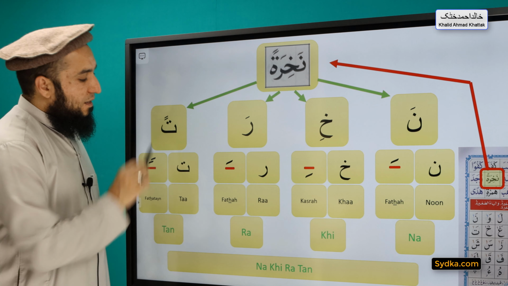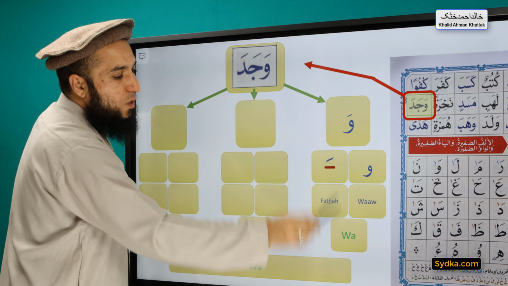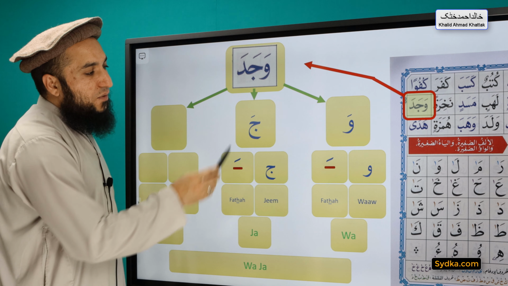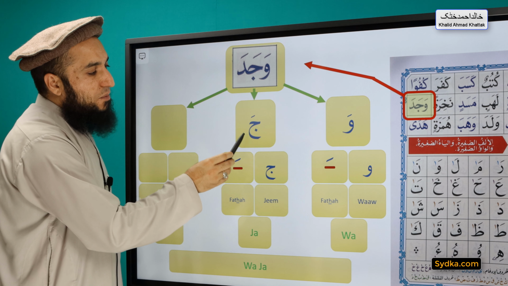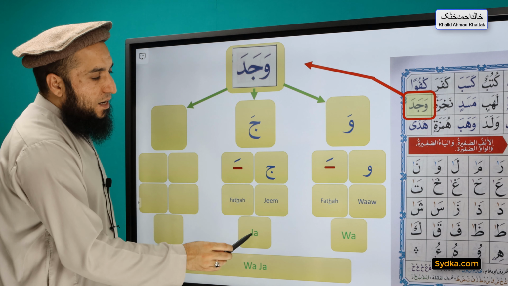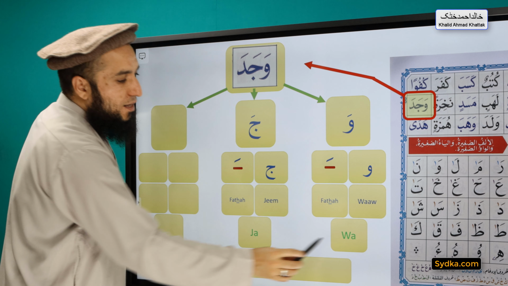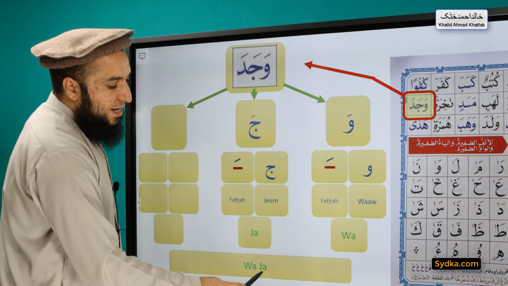So the next word we have is wajada, and it has three syllables. The first syllable is waw fatha wa. Waw is not silent, it has fatha, and waw is a light letter. Waw fatha wa. The second syllable we have is jim fatha ja. Jim is not silent, it has fatha, and jim is a light letter. Jim fatha ja. So we connect these two syllables and we have waja, waja.